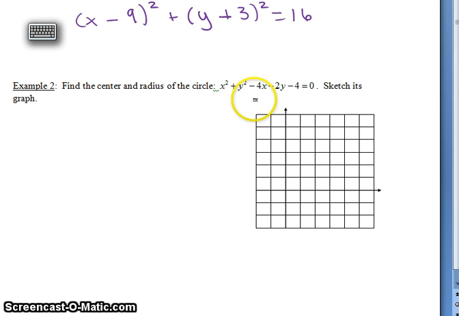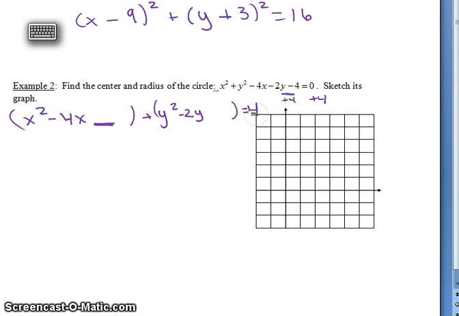Okay, so in order to complete the square, I'm going to put the x's together. So I'm just going to rearrange the terms so that the x's are grouped together. And I'm going to leave some space for completing the square. Then I'm going to write the y's. Y squared minus 2y. And then I'm going to bring that 4 to the other side. So I'm going to add 4 to both sides. So it's equals 4. Okay. So now that I've grouped my x's and my y's, I can go about completing the square.